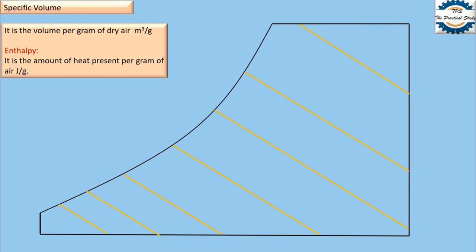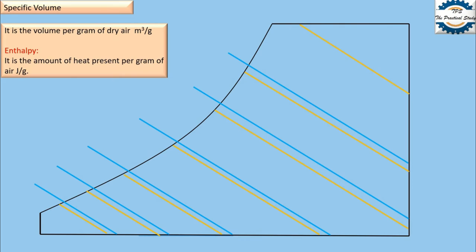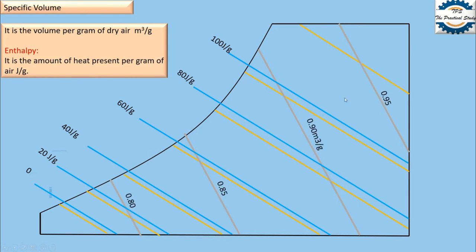Guys, this is the wet bulb temperature lines. Why have I drawn it again? Because the enthalpy lines are very similar to the wet bulb temperature lines, but these lines are extended towards the enthalpy scale. The enthalpy scale is in joules per gram. Now draw the specific volume lines and the specific volume scale. Its scale is 0.80 to 0.95 meter cube per gram.